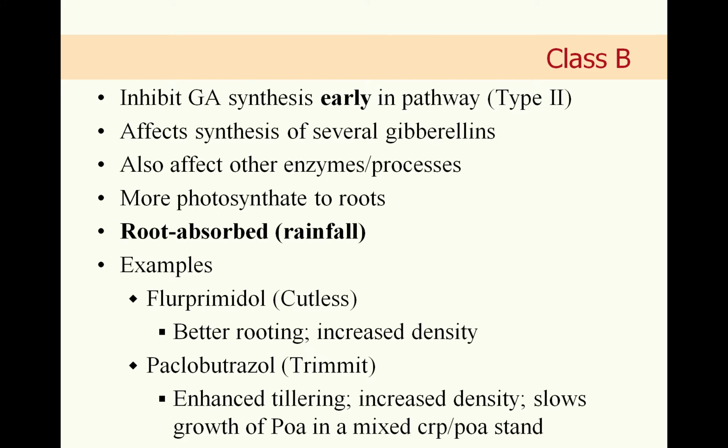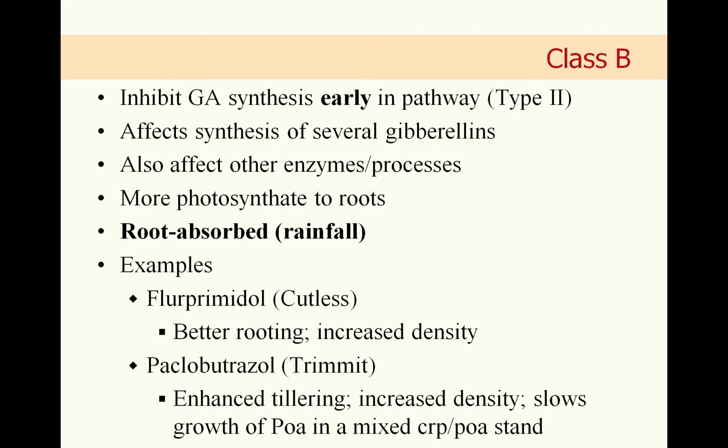So a good, safe chemical would only affect a couple of gibberellins by targeting some component late in the pathway. Because this type of compound, Class B, affects gibberellic acid (GA) synthesis early in the pathway, many more gibberellins and other plant components are affected, so there can be a greater risk for phytotoxic effects.